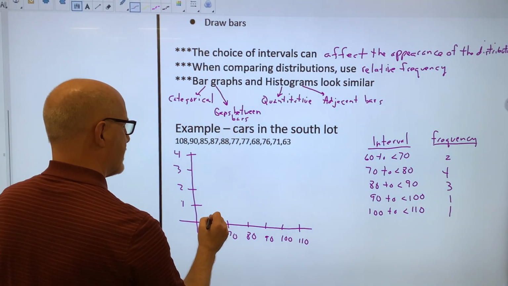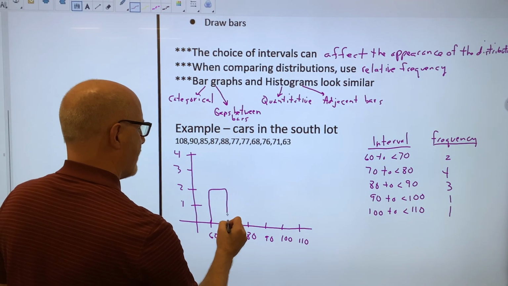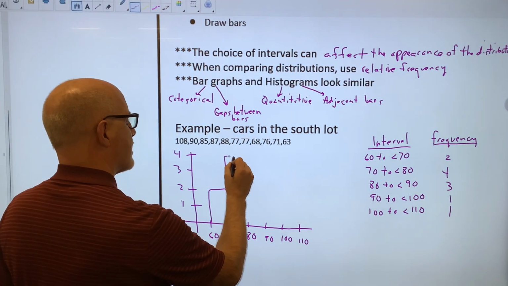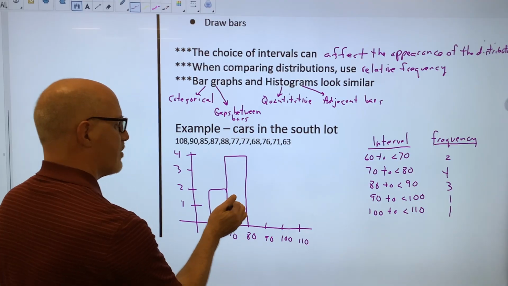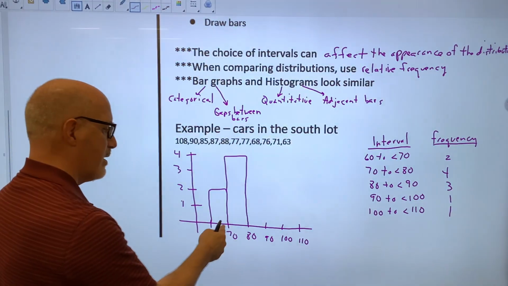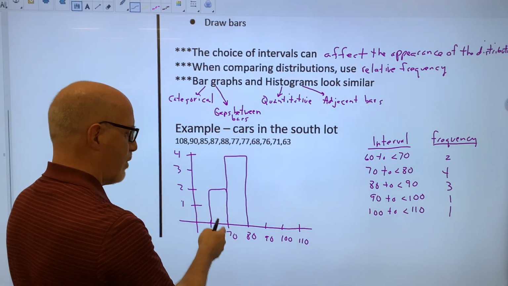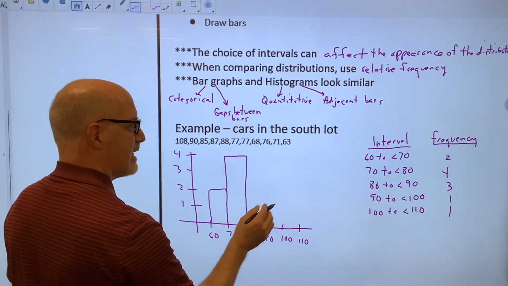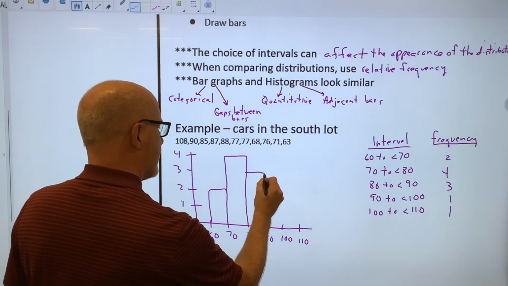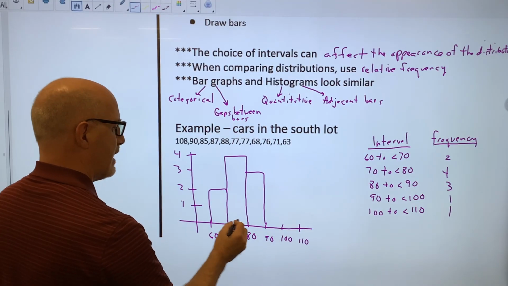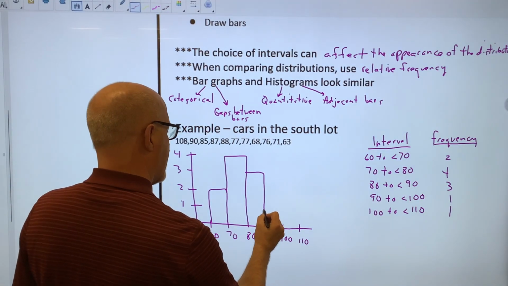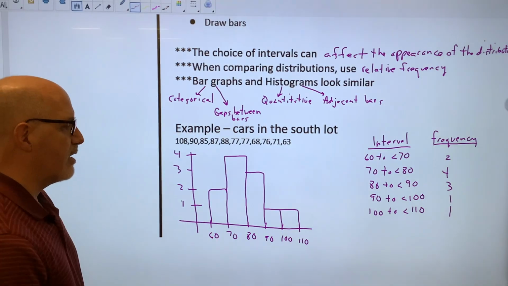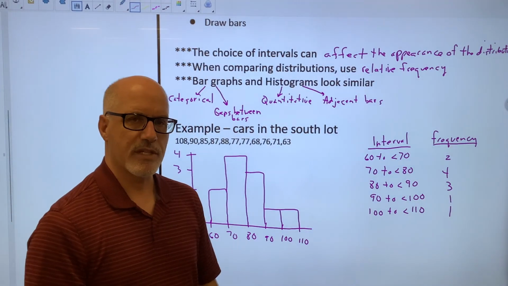So we go from 60 over to 70 up at 2. Then we can go all the way up to 4. Now notice that they share a side. They're adjacent to each other, so there's no gap between them. And 70 is its boundary point, so we're right up next to each other. So from 80 to 90, I'm going to be at 3. So draw that one. From 90 to 100 and 100 to 110, I'm at 1. So I'm going to draw 2 bars there at those points representing the 1.